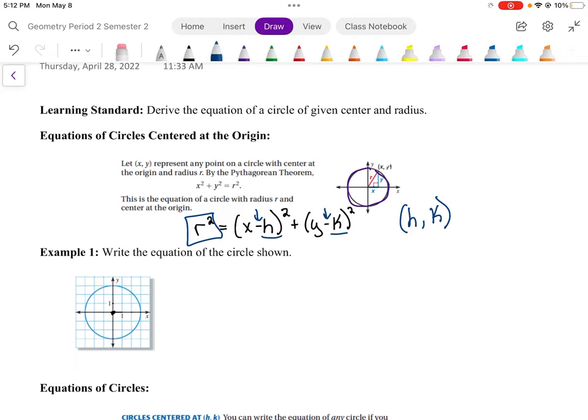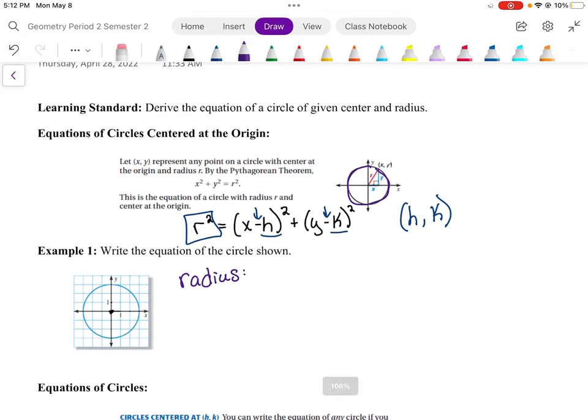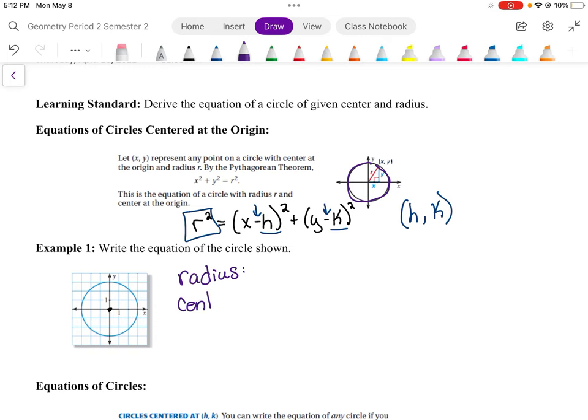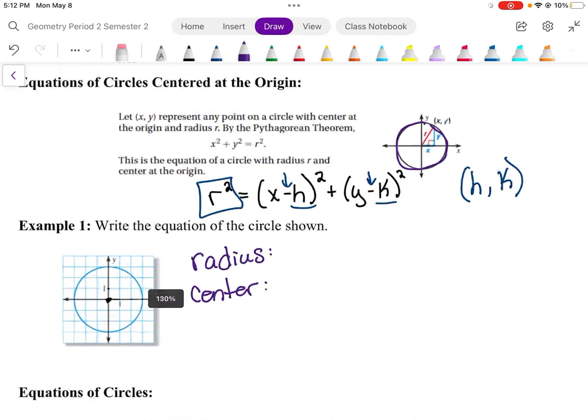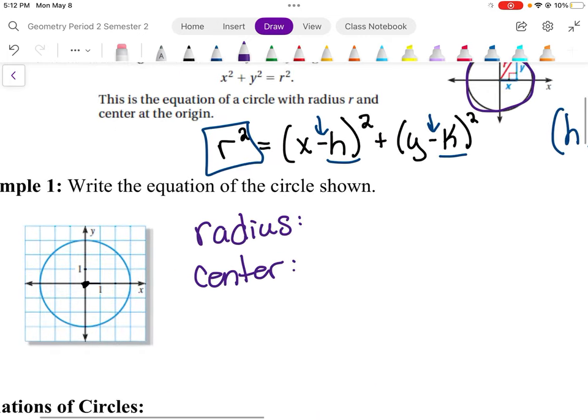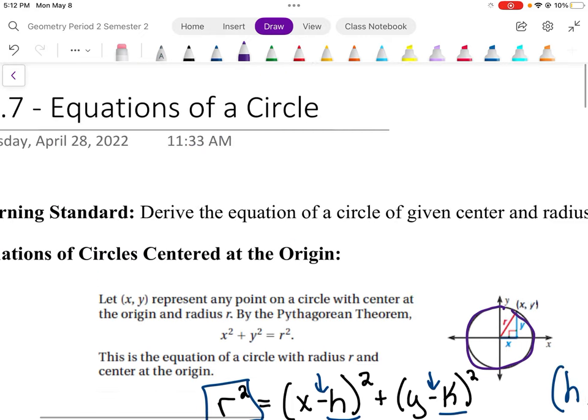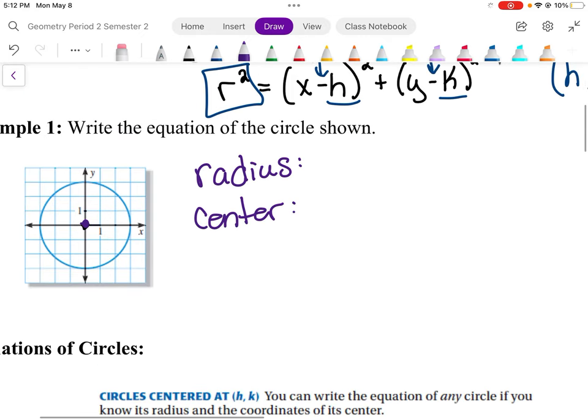So if we look at example 1, there's two things we need to know to write the equation. We need the radius and we need the center point. So if we look, the radius is the distance from the center to the edge of the circle. So we want to make sure we're following a straight line here. So this one is going to have a radius of 3, and the center is at the origin, or 0, 0.